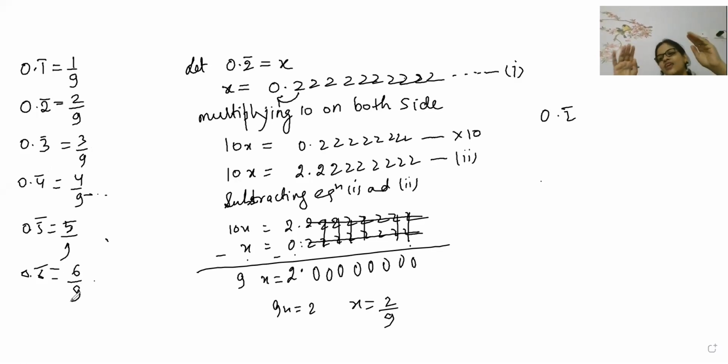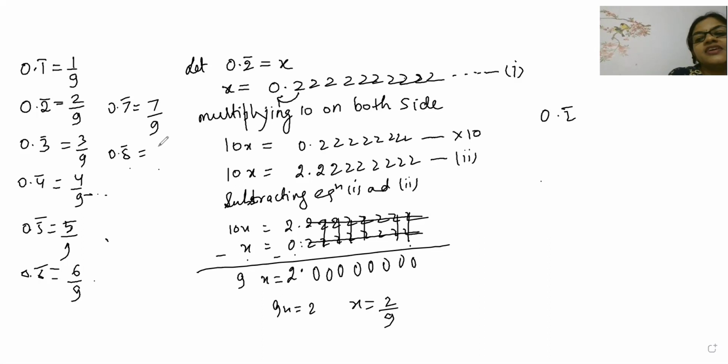Very good. Everyone told the correct answer. 0.6 bar, 6 by 9. 0.7 bar, 7 by 9. 0.8 bar, what will be the answer? Everyone is telling it is 8 by 9. Absolutely correct. So we have understood a technique about how to solve these types of questions. 0.1 bar answer will come 1 by 9.